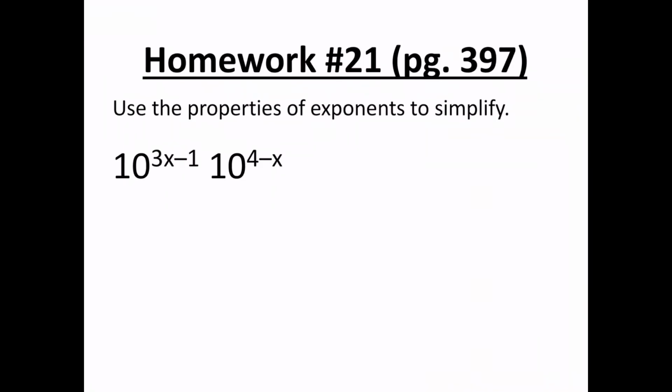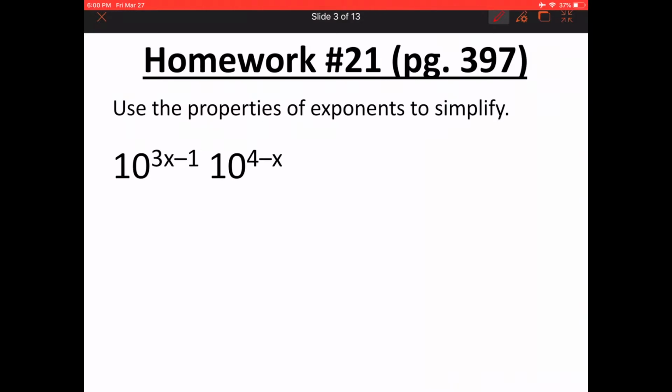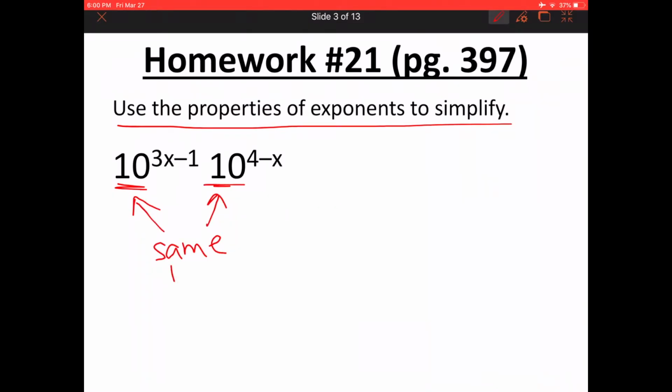And here's my first example. So from homework number 21, page 397 in the textbook, we are being asked to use the properties of exponents to simplify. Now we need to decide which property we're going to be using, but notice here that I have the same base, so that should be my first hint. And then one operation is going on between these bases. If you have two terms next to each other ever in math, then there's that invisible multiplication.